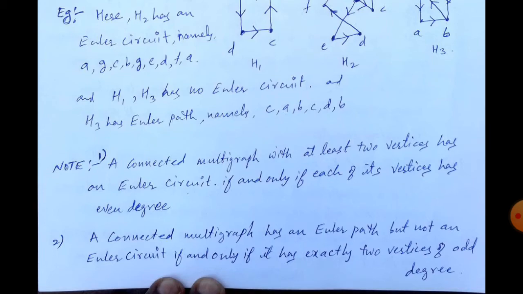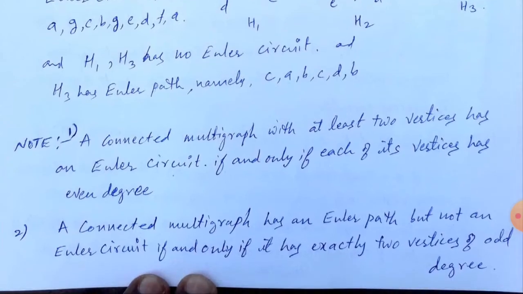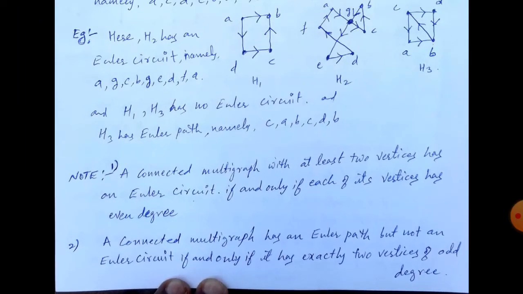Now note, these are the definitions. A connected multigraph with at least two vertices has an Euler circuit if and only if each of its vertices has even degree. Okay, if every vertex has even degree, then a multigraph with at least two vertices has a Euler circuit. Okay, that graph should have a Euler circuit.